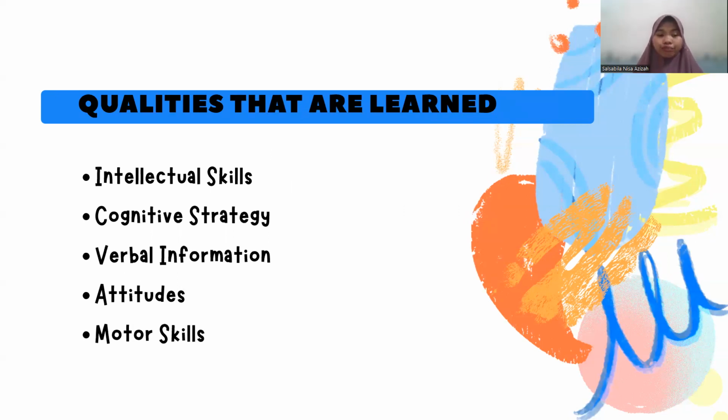Here there are five categories. The first is intellectual skill. Intellectual skills obviously describe processes, and that is why the term process knowledge is often used to refer to this set of intellectual skills. And then the cognitive strategy. Cognitive strategies are mental procedures. They consist of a form of intellectual skill.